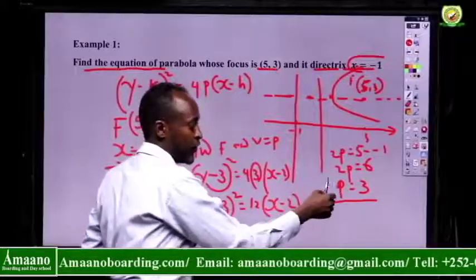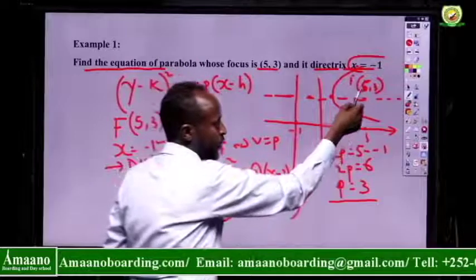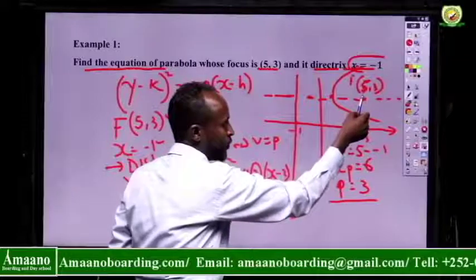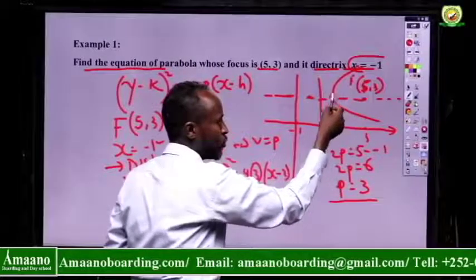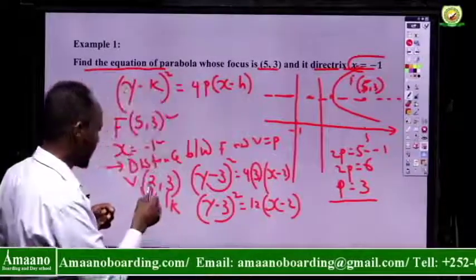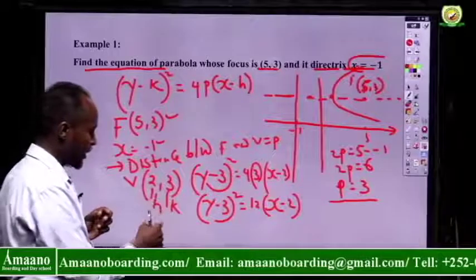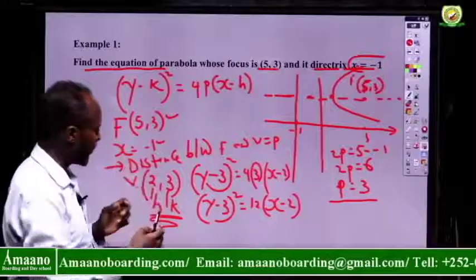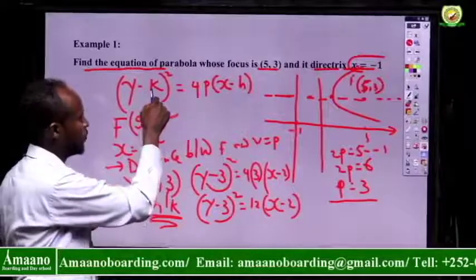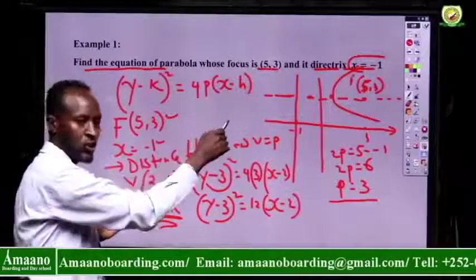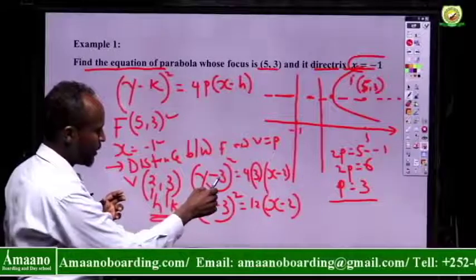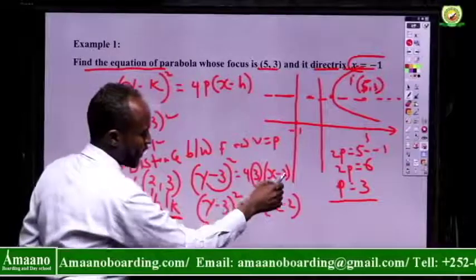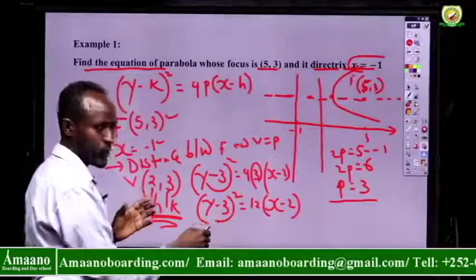If the value of p is 3, the focus has an x value of 5. Then if we go back 3 units from 5, it is (2, 3). Therefore, we have the vertex as (2, 3). This is h and k. As long as we have h, k and p, we can find the equation of the parabola simply by substituting the values of k, p, and h. k is 3, so (y - 3)² = 4 times p times (x - 2). Therefore, this is our standard equation.